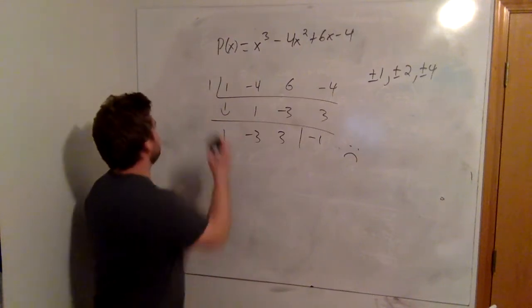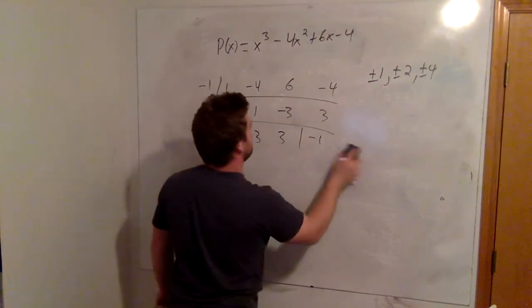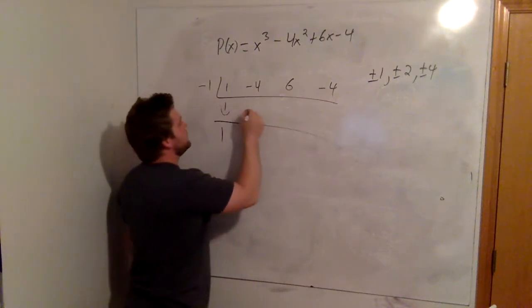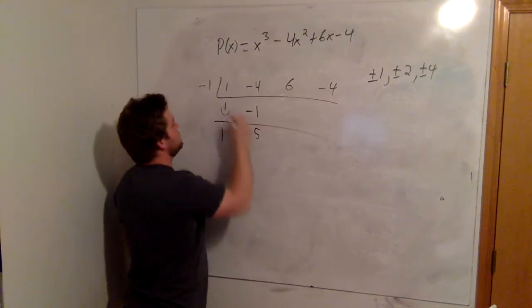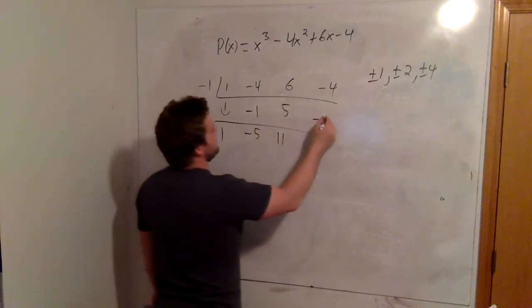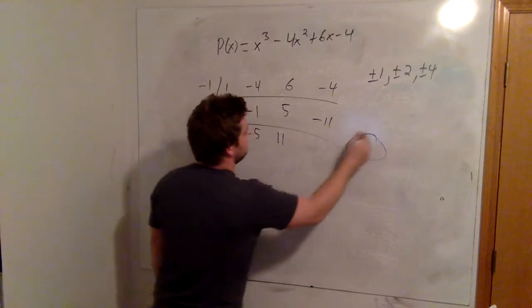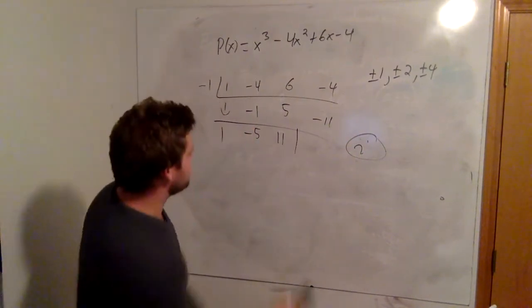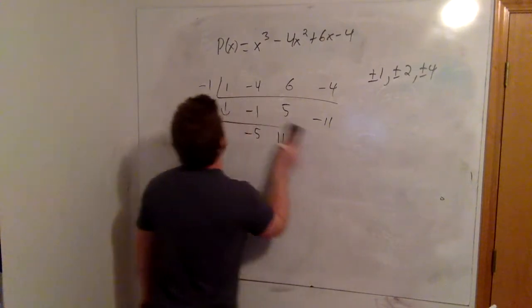Okay, let's try negative 1. Here I'll get a negative 1, negative 5, positive 5. I can see this isn't going to work. I'll get negative 11. Bummer. I'm not going to get a remainder of 0. Okay, let's try 2.